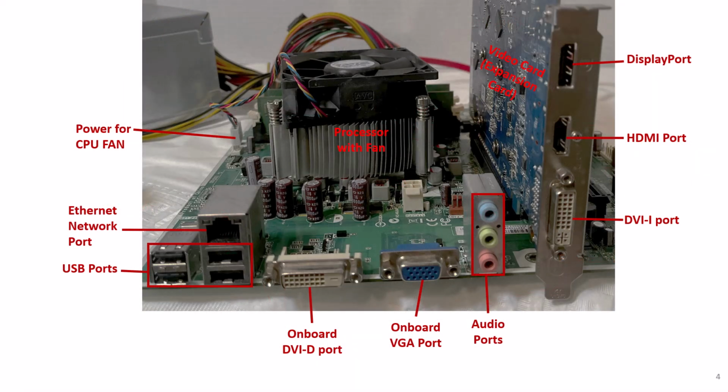From the back of the computer, you can still see the ports. You can see 4 USB ports and an Ethernet RJ45 network port. On the motherboard, you see that you have a DVI-D and VGA port, which are used with monitors, and you have colored audio ports used with headphones and microphones. The video card includes a DisplayPort, HDMI port, and a DVI-I port.